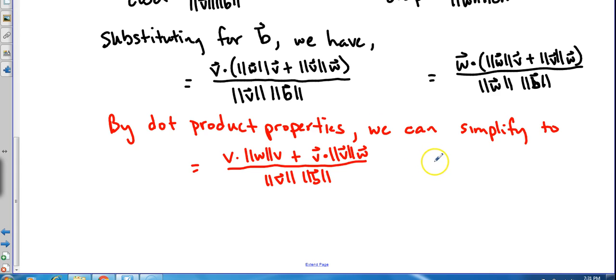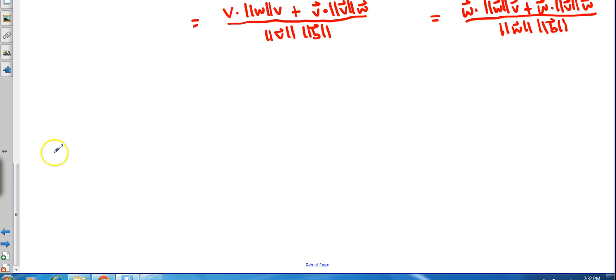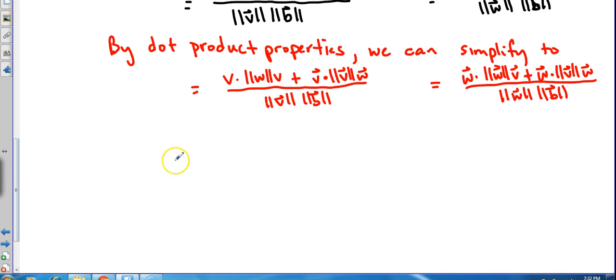Denominator stays the same. And the right side, same thing here. We've got w dot v or v dot w. Doesn't matter what order we write these in, we'll get the same thing either way because it's commutative. Plus w dotted with itself. All that over the magnitude of w times the magnitude of vector b.